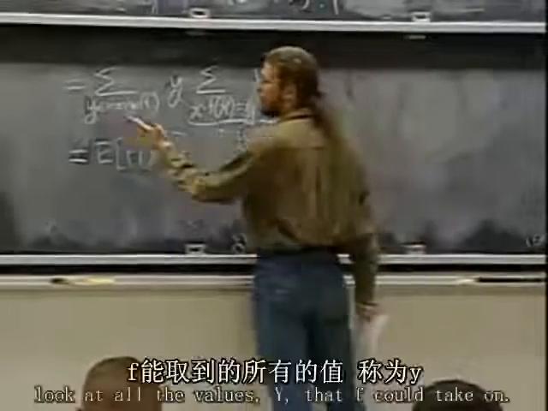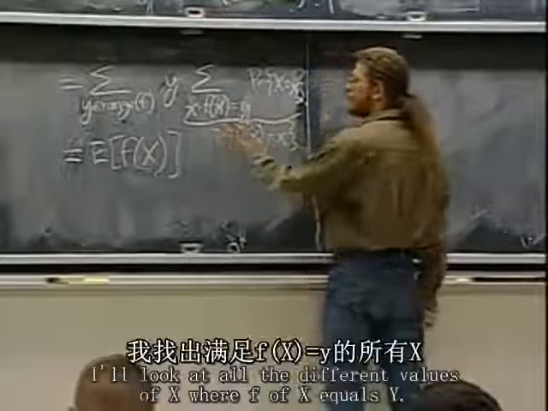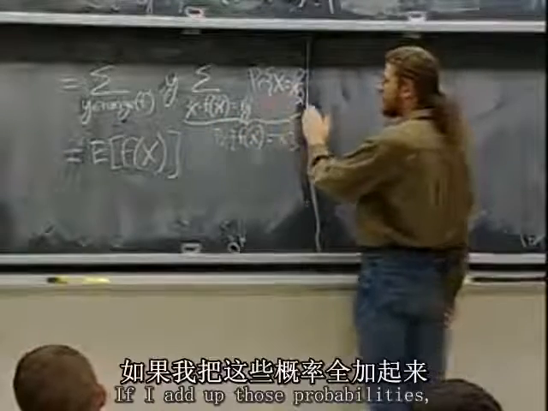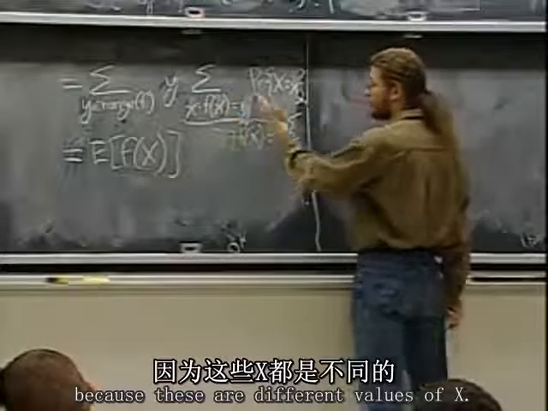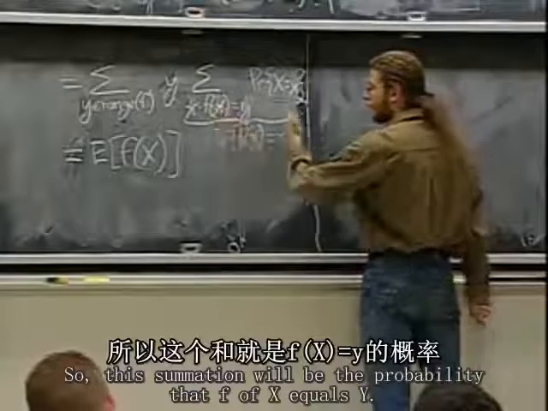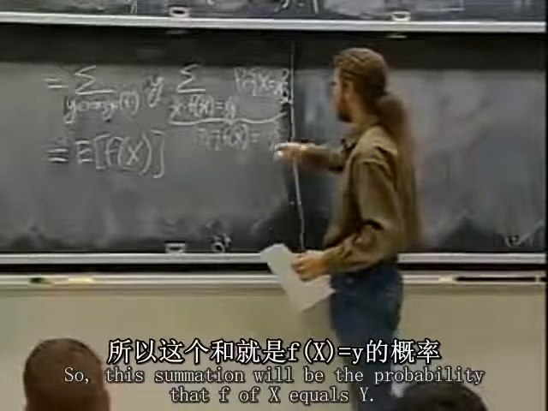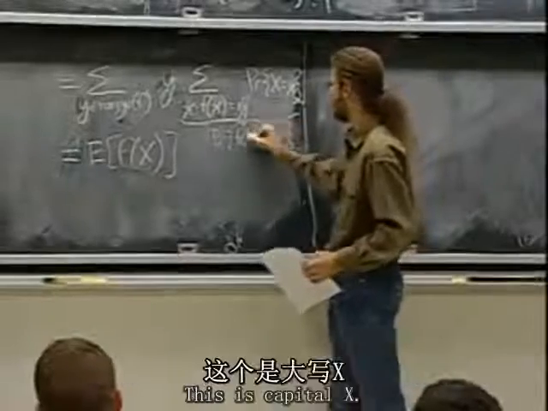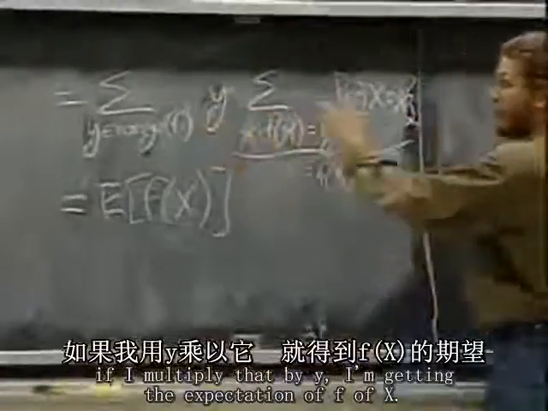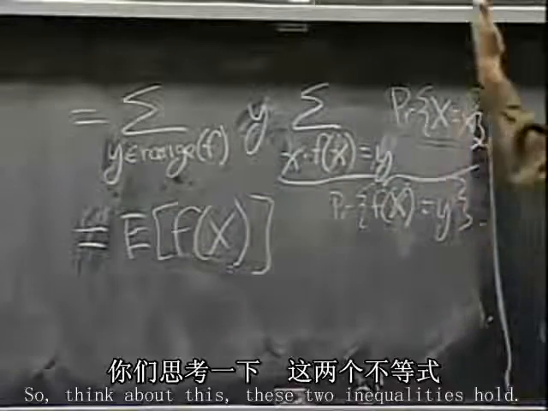Look at all the values y that f could take on. That's the range of f. And then I'll look at all the different values of x where f of x equals y. If I add up those probabilities, because these are different values of x, those are sort of independent events, so this summation will be the probability that f of X equals y. This is capital X, this is little y. And then if I multiply that by y, I'm getting the expectation of f of X. So think about this. These two inequalities hold.